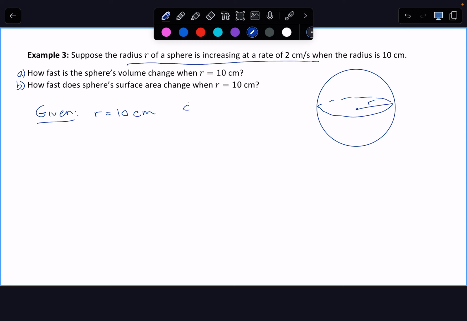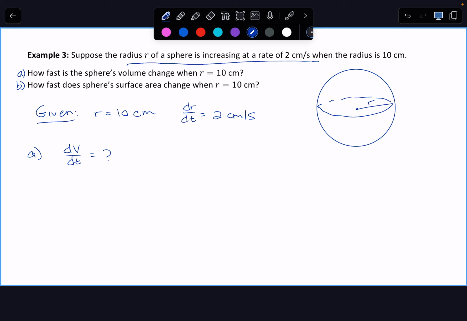Right, dr/dt is equal to 2 centimeters per second. Okay? For part A, if I want to know how fast the sphere's volume is changing, what am I looking for? Good, dV/dt.